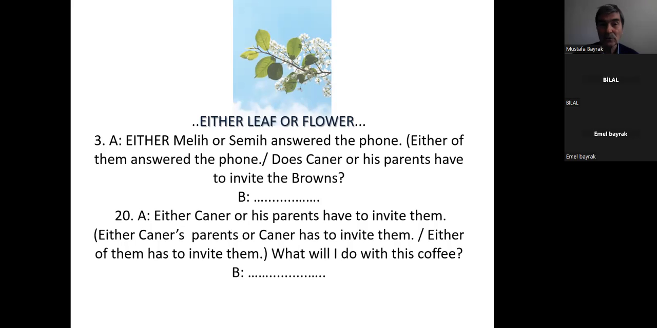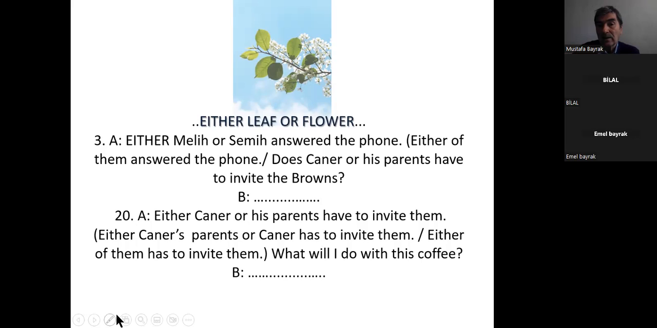If we use the plural subject first and the singular subject next, as it is here, we use has, singular, because either Caner's parents or Caner has to invite them, but here, either Caner or his parents have to, okay? His parents have to invite them. Either of them has to invite them.